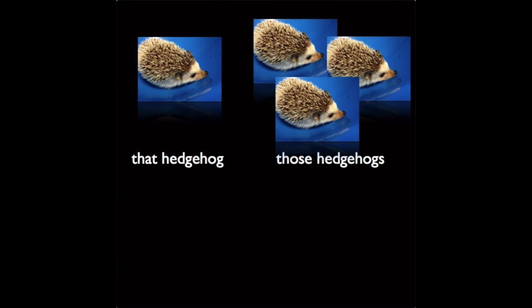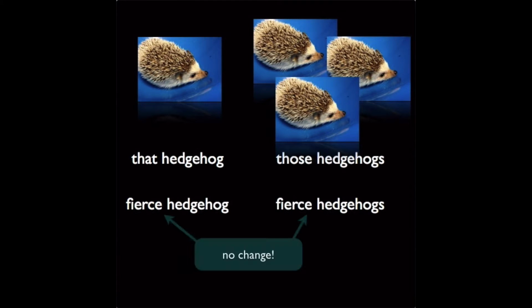We're really not so consistent about this, though, in English. Most modifiers in English don't change for number. So if the hedgehog is fierce, we can say fierce hedgehog or fierce hedgehogs. And fierce doesn't need to change. So adjectives don't agree in number with the nouns that they modify in English. But Russian will be more consistent than English. They'll take this concept of agreement much further.